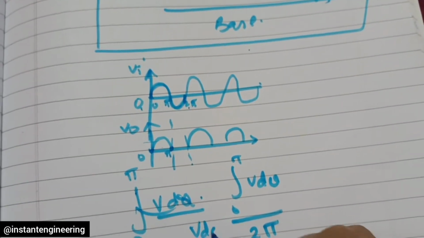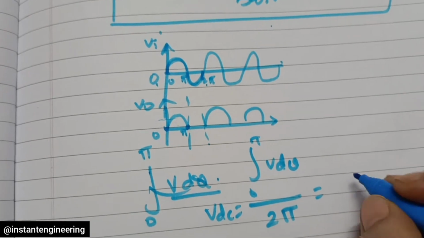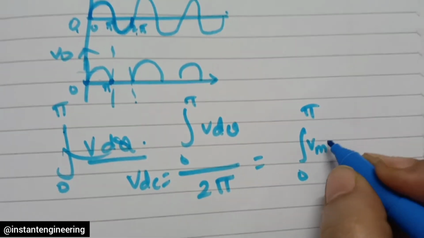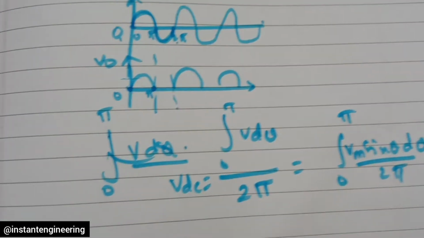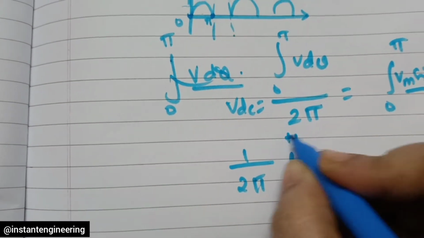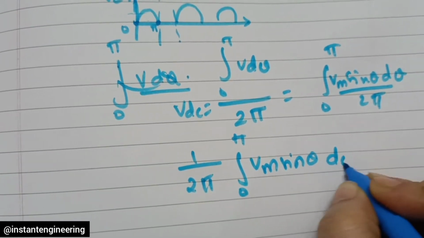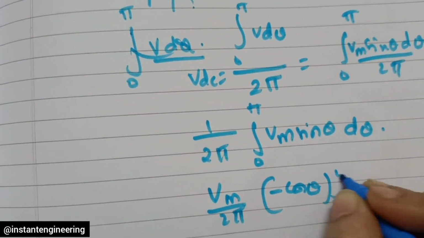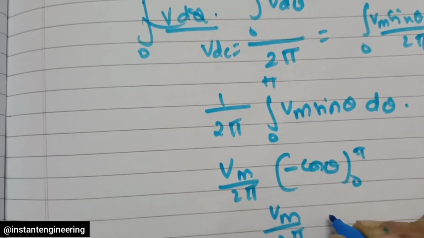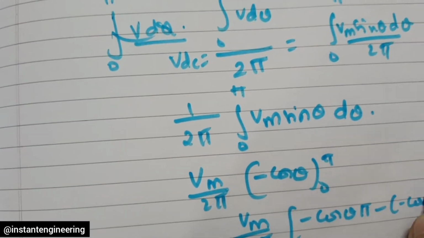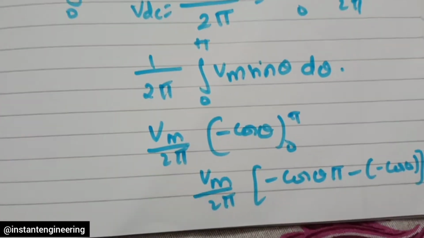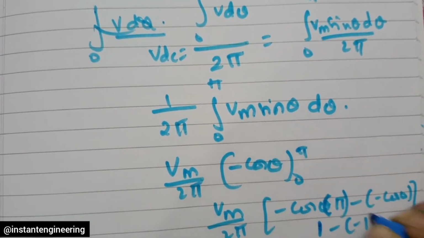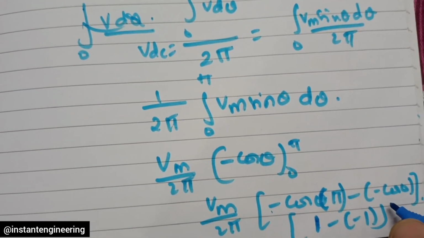This is VDC. That is nothing but the integral from 0 to pi, where the V value we have considered as Vm sine theta. Substituting that, we get Vm sine theta d theta by 2 pi, that is 1 by 2 pi integration 0 to pi Vm sine theta d theta. Taking Vm outside, Vm by 2 pi, the integration of sine is minus cos theta from 0 to pi. So this is Vm by 2 pi times minus cos pi minus of minus cos 0. Cos pi is minus 1, so minus of minus 1, and cos 0 is 1, so minus of minus 1.